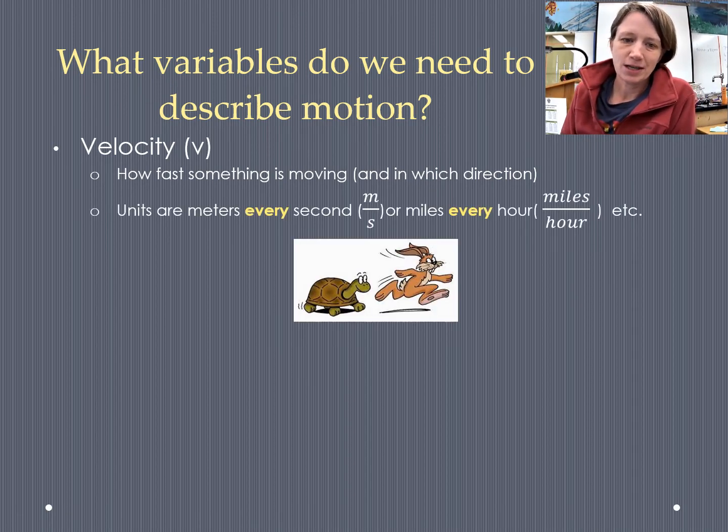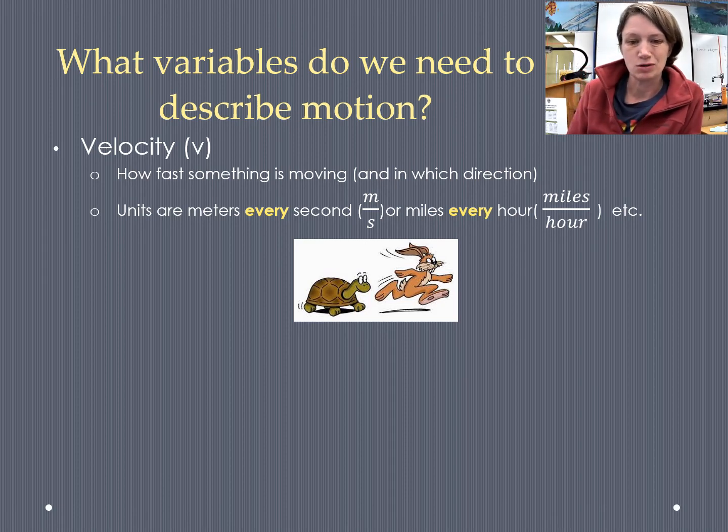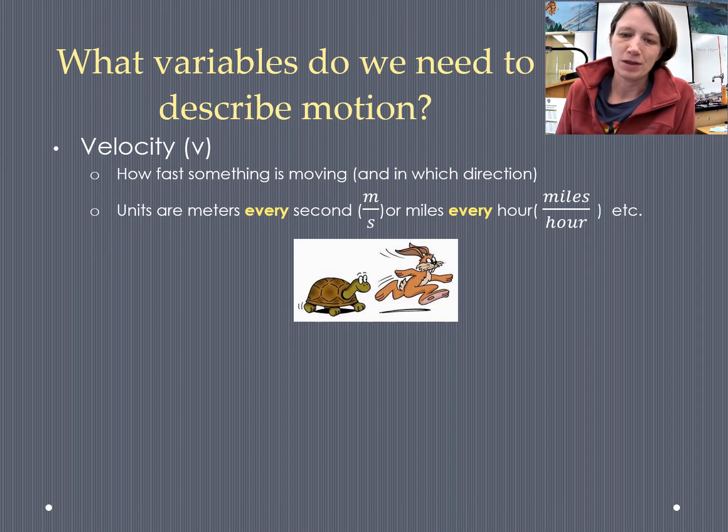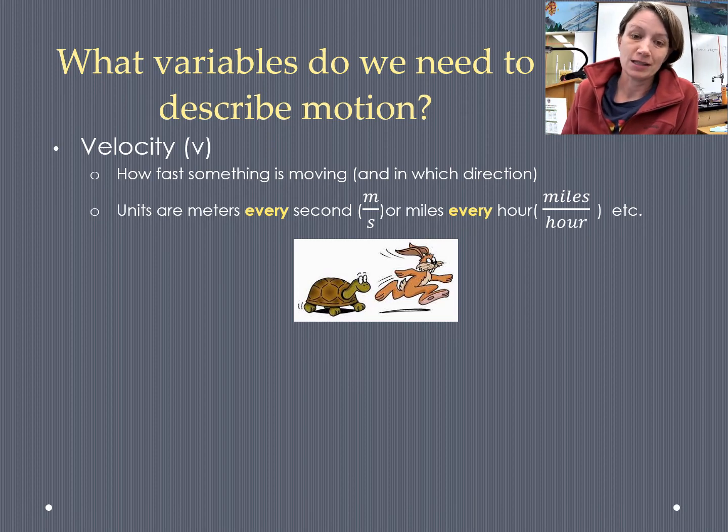The units for velocity are meters every second, and we usually write that m over s, although you may have heard it said meters per second. I prefer every because it's a little bit more descriptive, but it works either way. Or the units you're probably a little bit more familiar with are miles every hour, aka miles per hour. Any units that describe a distance moving in a certain amount of time are going to work for velocity. And the image below is just an example of a slow velocity turtle and a high velocity rabbit, which you're probably familiar with.